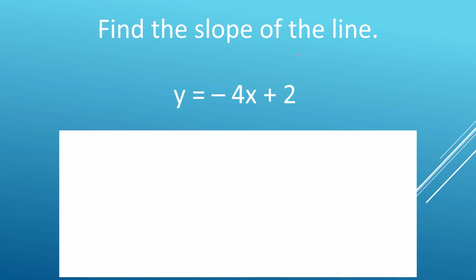So find the slope of the line. Now, we should see that this is in y equals mx plus b notation, where the m value here is the slope. So m is equal to -4.